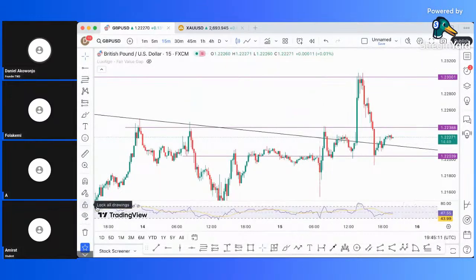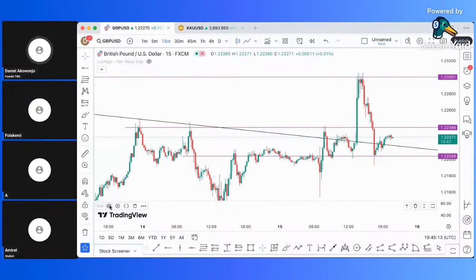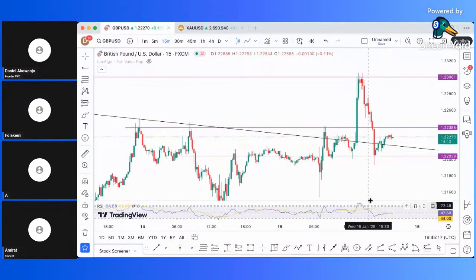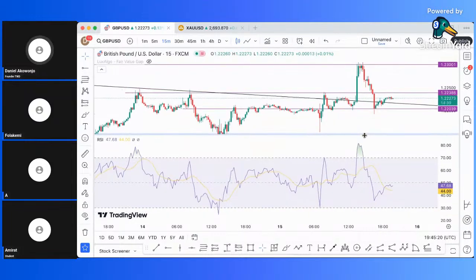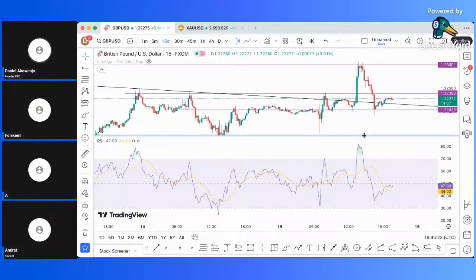If you can't see it, let me adjust it. Can you see it down there? Just pay attention to this bottom part. Let me extend it and show you how it works. Now, the RSI is a very interesting tool. It actually signifies overbought and oversold zones, and also shows the shift in power between the buyers and the sellers over time.